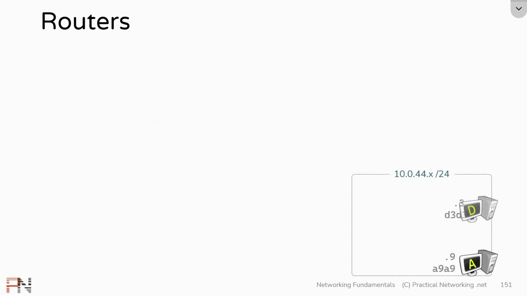Here is a network with 2 hosts. Each of these hosts has a MAC address and is configured with an IP address in this network's IP address space. For these hosts to speak to each other, they would have to be connected to a switch, and this switch will facilitate all the communication within this network. But for these hosts to speak to a foreign network, we would have to add a router.